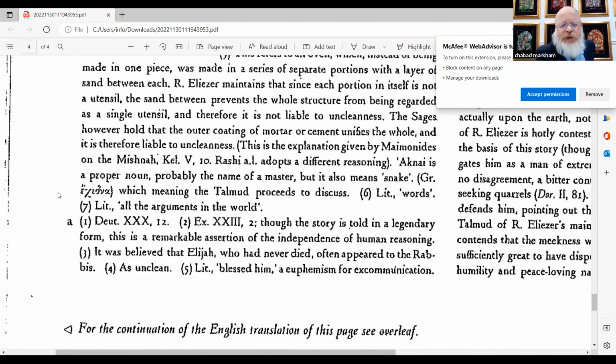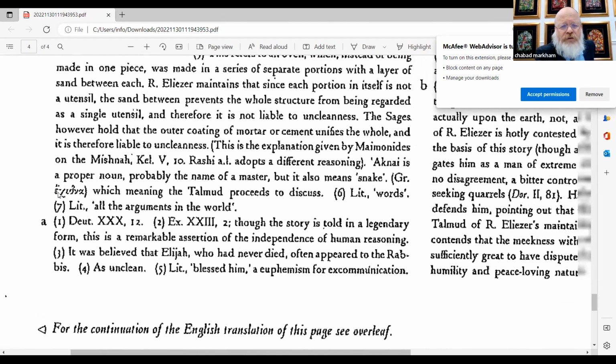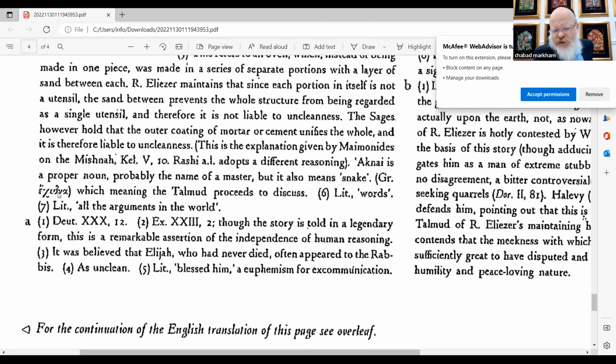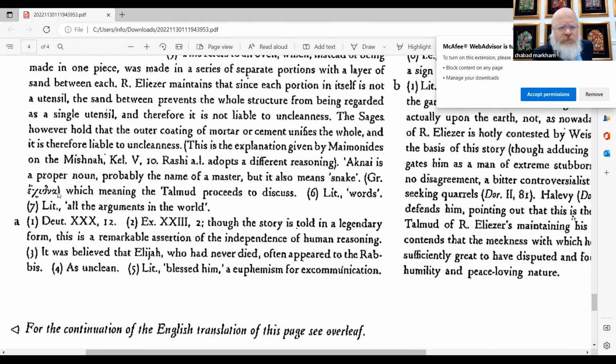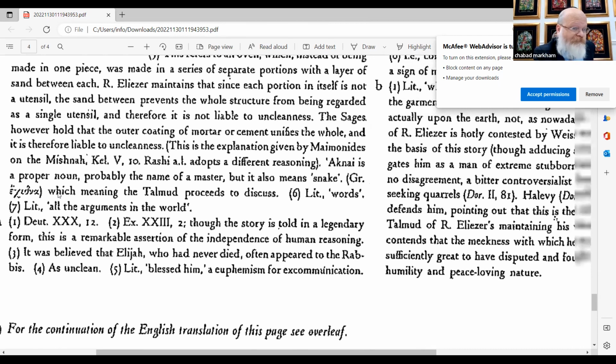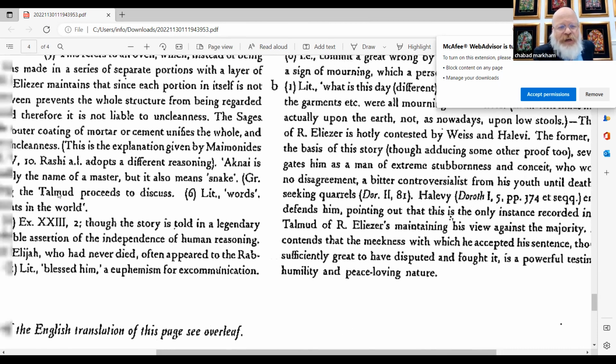Give me a second here. Exodus 23. Okay, it's chapter 23 in Exodus, verse 2. Okay, thank you. If you look at that footnote over there, it says, though the story is told in a legendary form, this is a remarkable assertion of the independence of human reasoning.